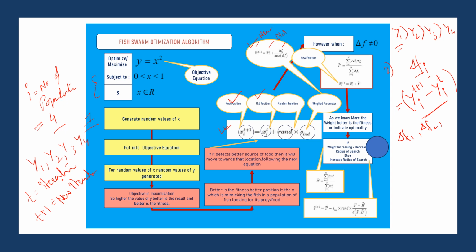And as this is a maximization function, the maximum del F indicates the maximum improvement of the objective function. So that maximum del F among all the 4 del F's will be written here in the denominator.